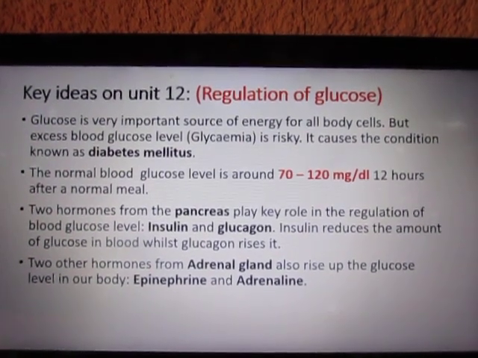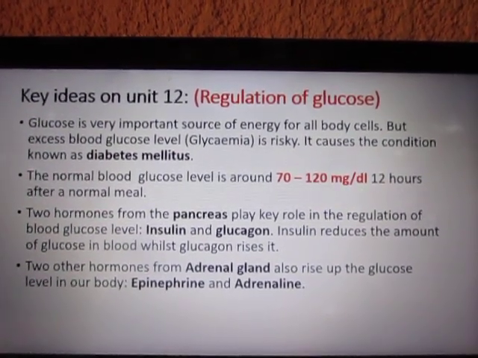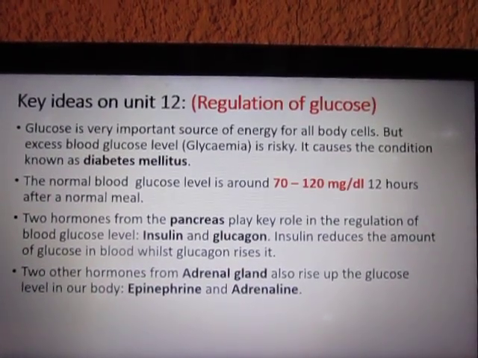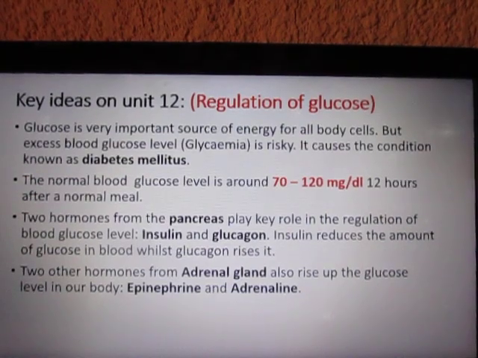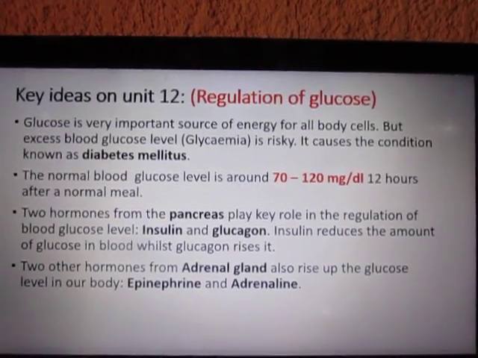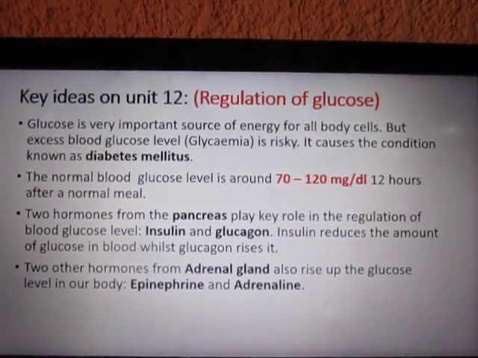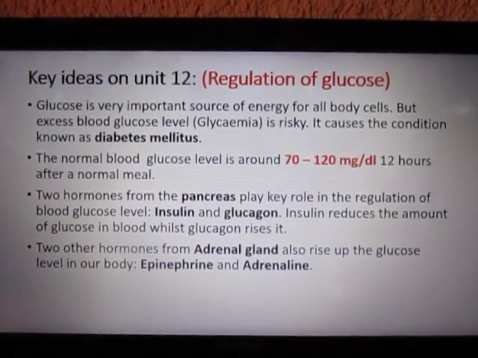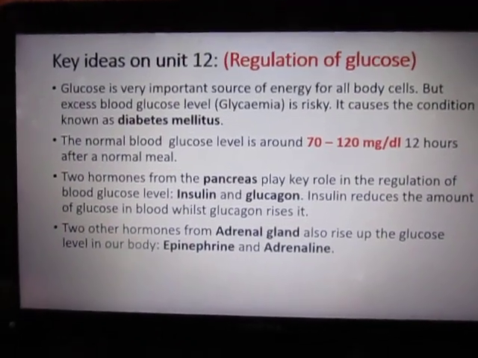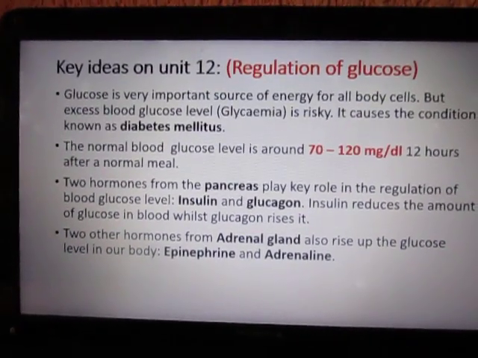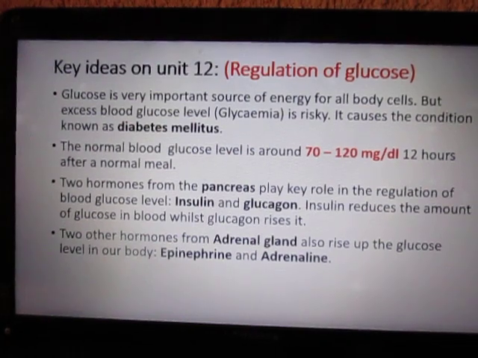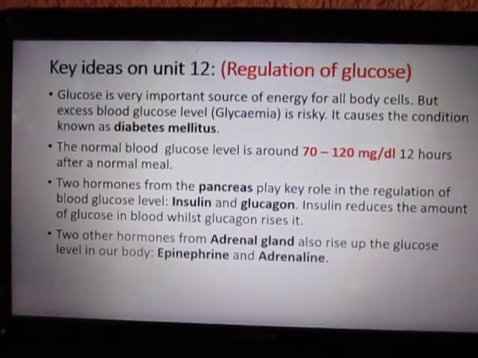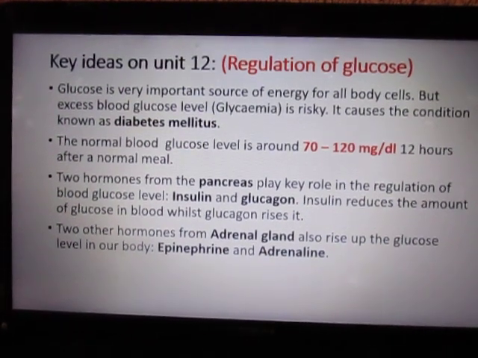As I've been telling you, the three units are related. It's all about regulation. The first one, unit 11, speaks about the general principle, which is a mechanism of feedback. And the second one focuses now on the regulation of blood glucose level. We should first say that glucose is a very important source of energy for all body cells. All body cells need glucose as a source of energy.